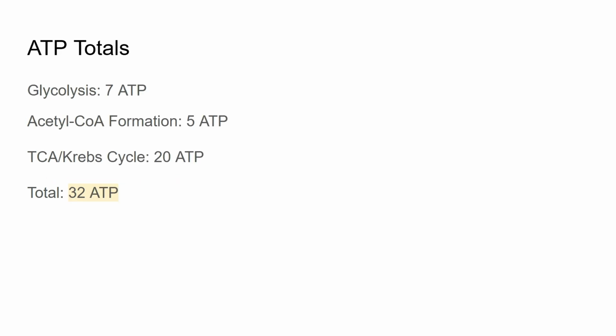If we look at the ATP totals throughout each process, we have 7 ATP molecules coming from glycolysis, 5 ATP molecules coming from acetyl-CoA formation, and 20 ATP molecules coming from the Krebs cycle, the citric acid cycle. And adding this together, this gives us a total of 32 ATP molecules per 1 molecule of glucose.